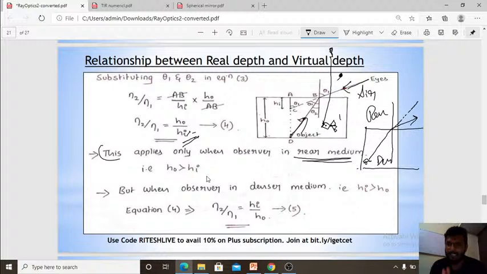That's enough for you guys. You should know the concept: when you view the objects from the rare medium, I mean from the air or from the outside world, the object which is inside the glass or whatever the tub, will look very near to your eyesight. Similarly, it is vice versa when you are viewing from the denser medium, I mean when you are viewing from inside the water. Then it will look very far away from you. Actually it is very near, but it will look far away from you. That is how the real and virtual depth work. Okay, so hope you understood.